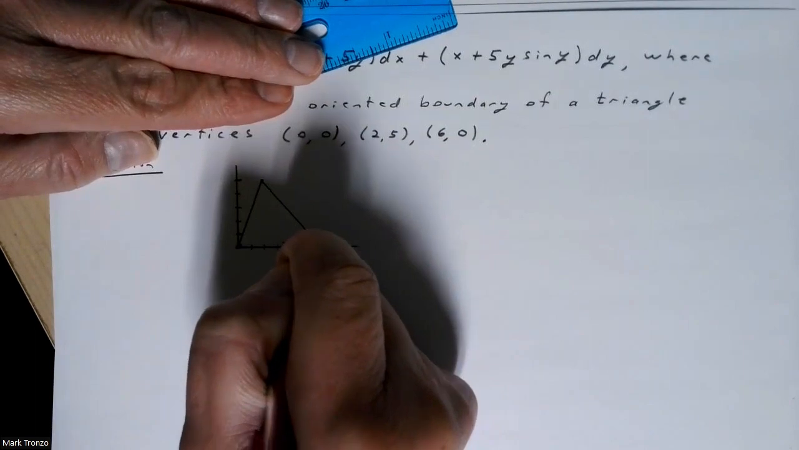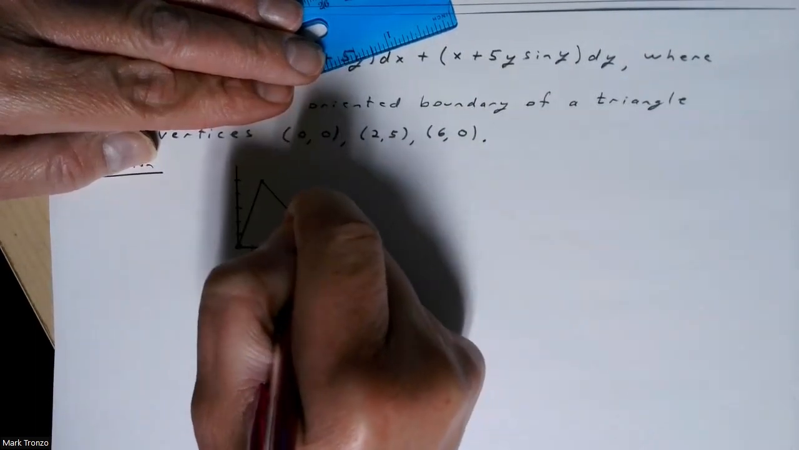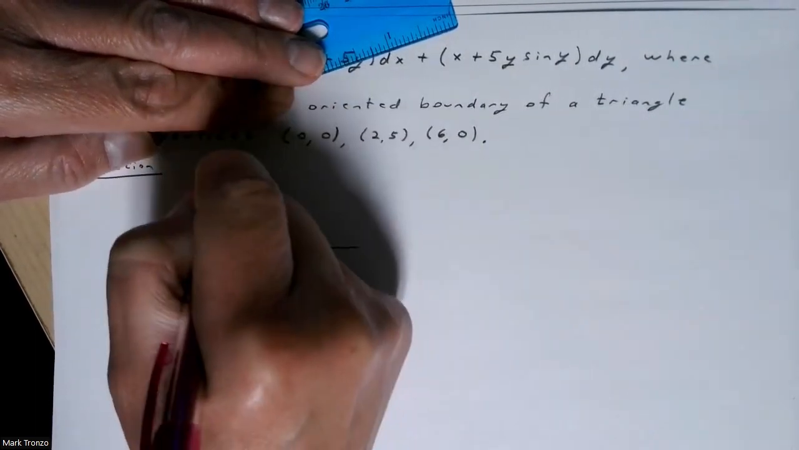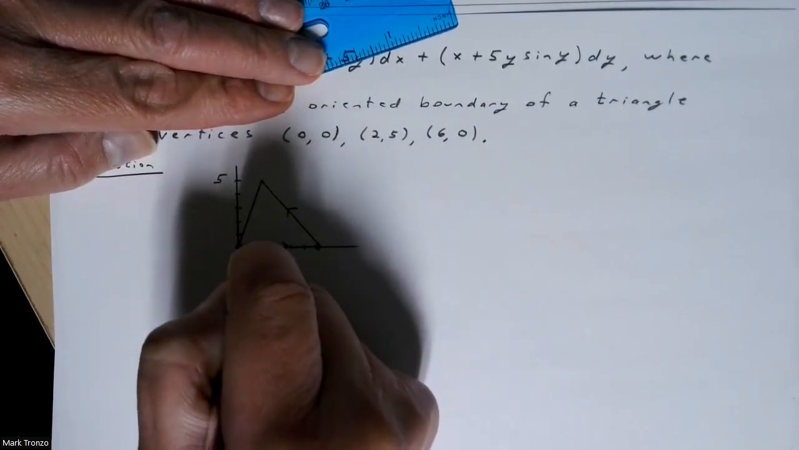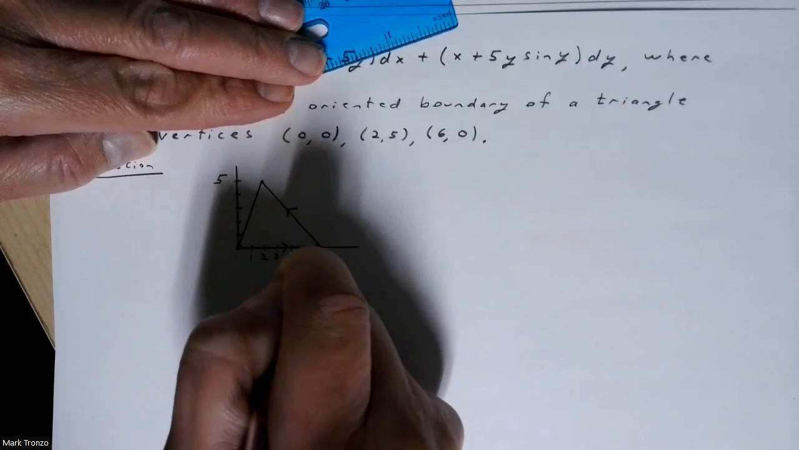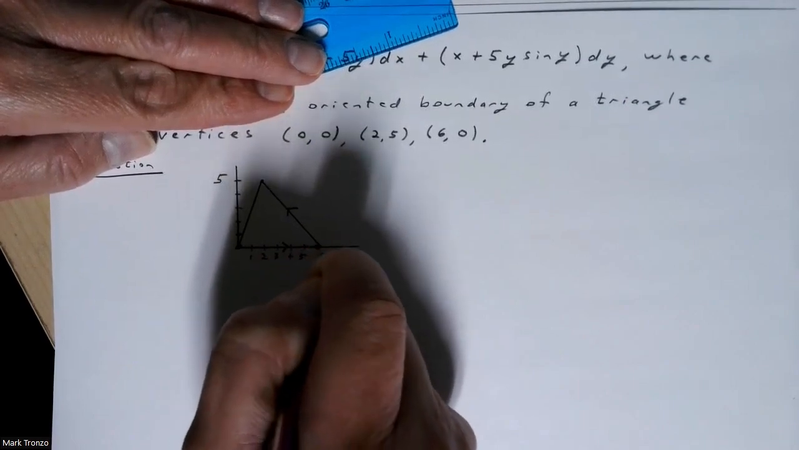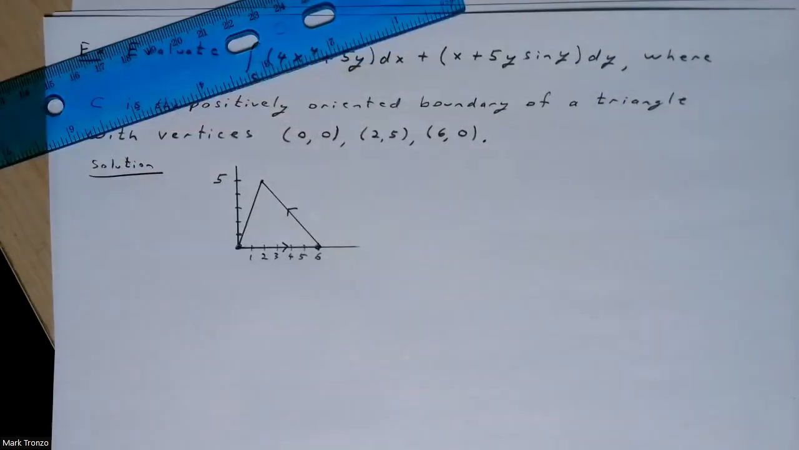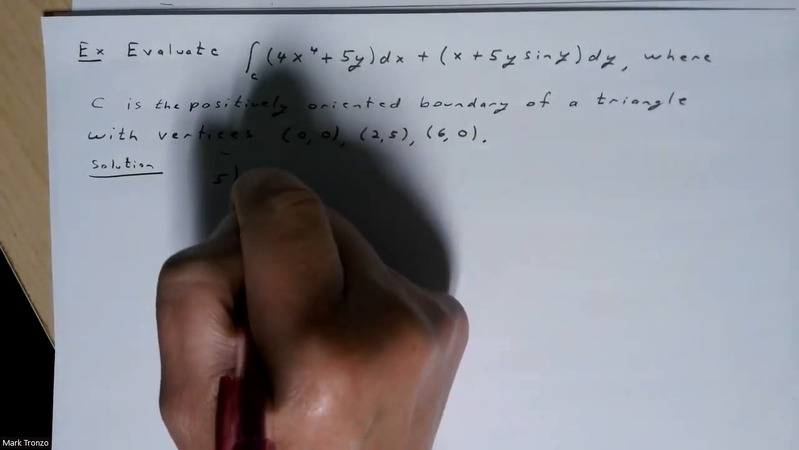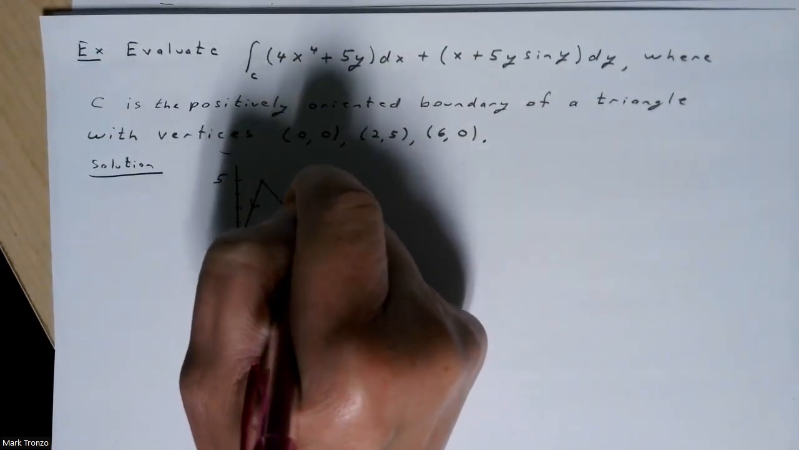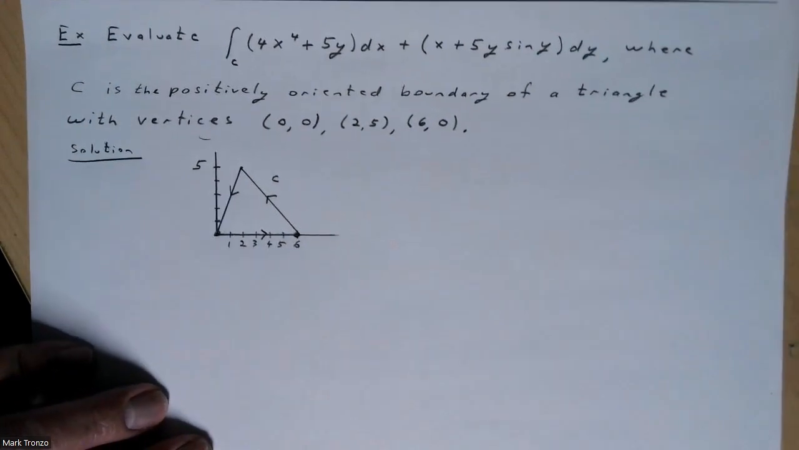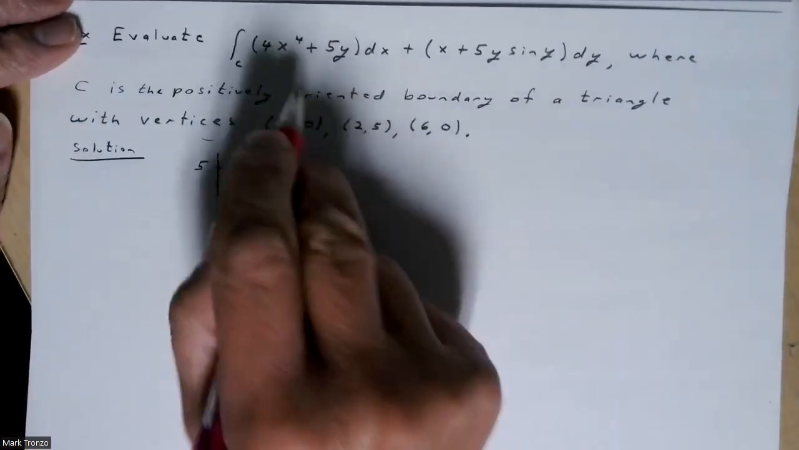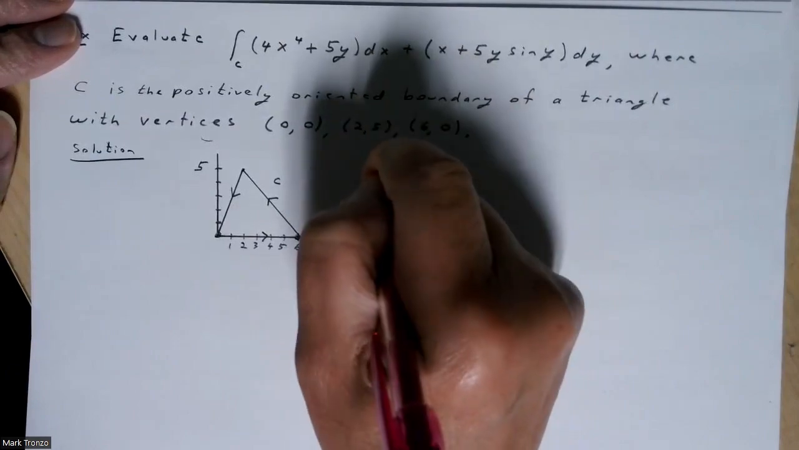So again, it's positively oriented. And let me put some numbers here. This is 5. 1, 2, 3, 4, 5, 6, like this. So since it's positively oriented, C must be going counterclockwise. And once again, we're going to use Green's theorem.